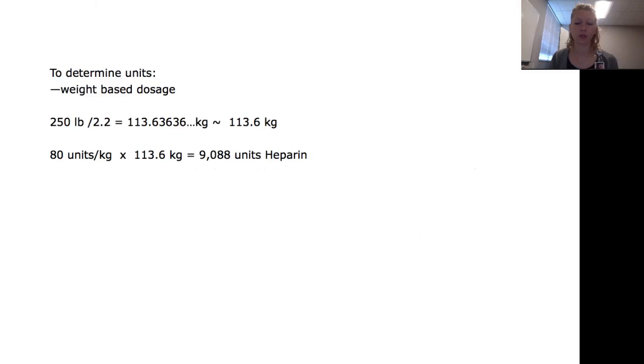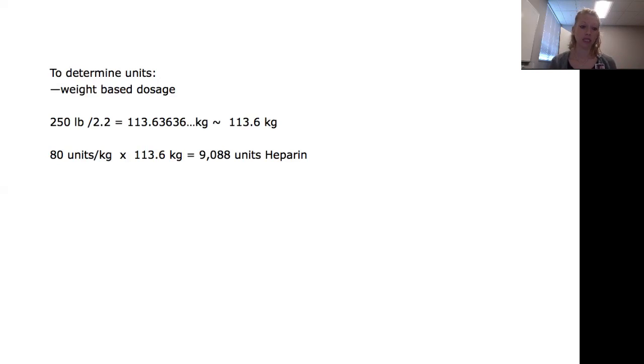Let's consider the first question. How many units based on this order are we supposed to give? Again, this is a weight-based dosage. So what does that mean? 80 units per kilogram. That means this client needs 80 units of heparin for every 1 kilogram of weight that they have. So if we know that ratio or that proportion of the order, we need to consider, well, how many units of heparin does the client need then for their entire weight?